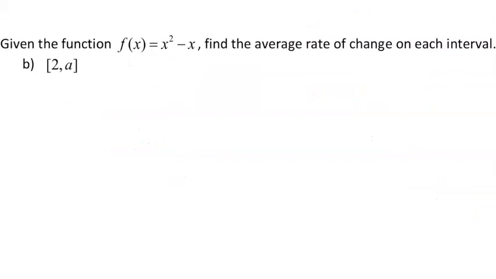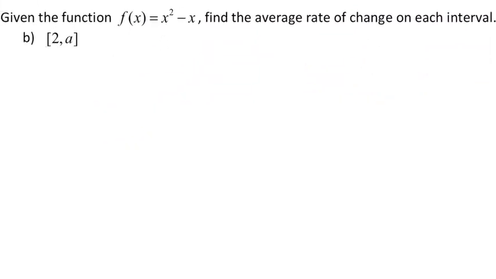So what if we keep the same function, but we change our interval to now be from 2 to some other value, and we're just going to call that other value a. So we start out with the exact same plan, find the outputs. So f of 2 is 2 squared minus 2, so 4 minus 2 is 2. F of a is just going to be a squared minus a, so we're just replacing the x's with a's.